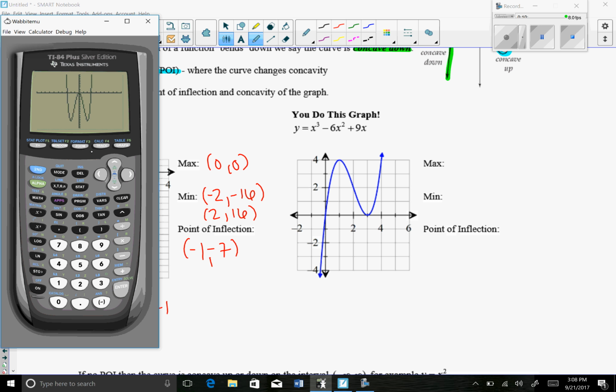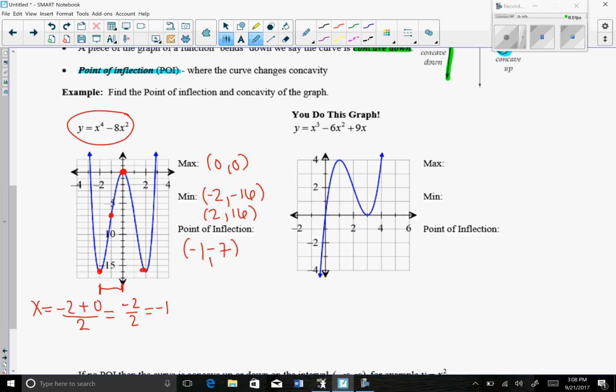And if I go to second and trace, I can hit the first one, enter on value. And I want to look at -1 just to see if I got the y value correct. And you can see, yes, -1, -7 is where my point of inflection is because it's in between my maximum and minimum values. So now I can see that my graph from here to here, where it changes its concavity, that would be concave up because the curve is bending upwards.